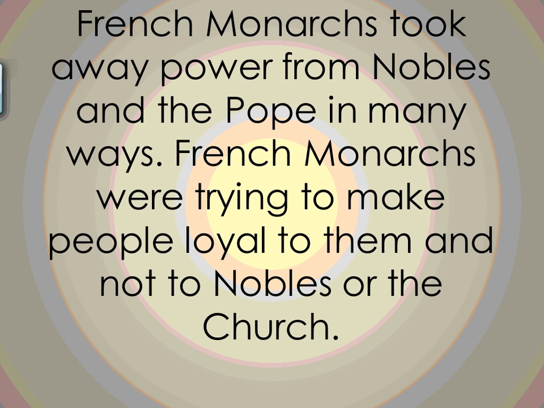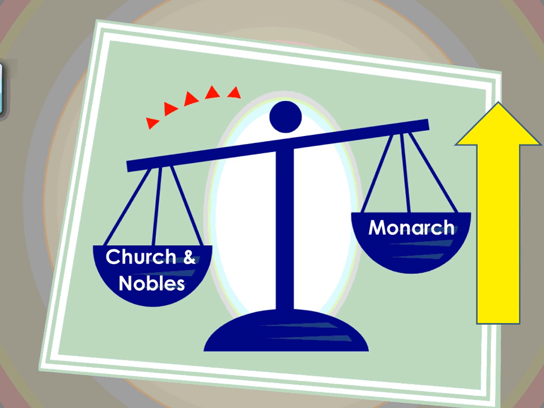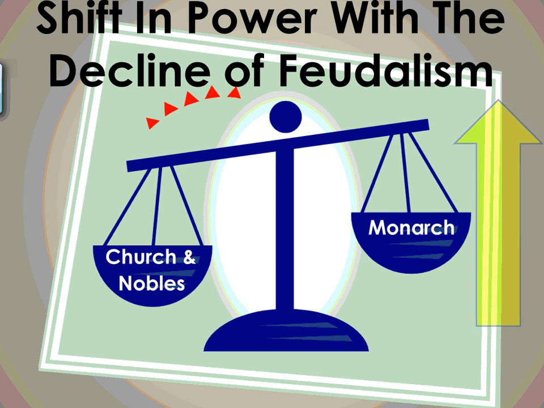French monarchs took away the power from the nobles and took away the power from the Pope in many ways. The French monarchs were trying to make people loyal to them and not to the nobles or to the church. Basically, the French kings were trying to do the same thing that the English kings were doing, except that the French kings were successful and were able to make a shift in power with the decline of feudalism, meaning that with feudalism declining, the church and the nobles' power decreased, as you can see here, and the power of the monarch increased.